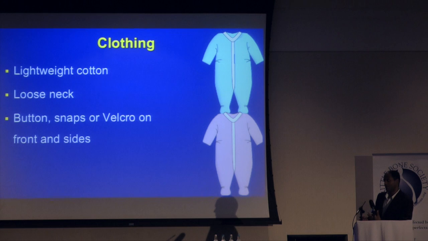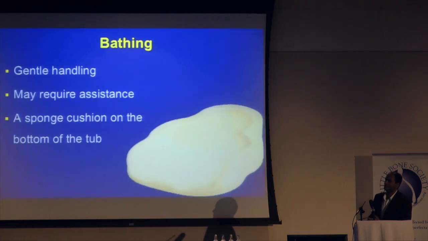Clothing, again, lightweight cotton clothes are very helpful. The babies do sweat a lot, and this helps to absorb the sweat. They should have a loose neck so that the hands and the changing of the clothing is easier. And again, there are special clothes which could be used, which have buttons and snaps on the side, which limit the movement of the limbs and prevent them from fracturing.